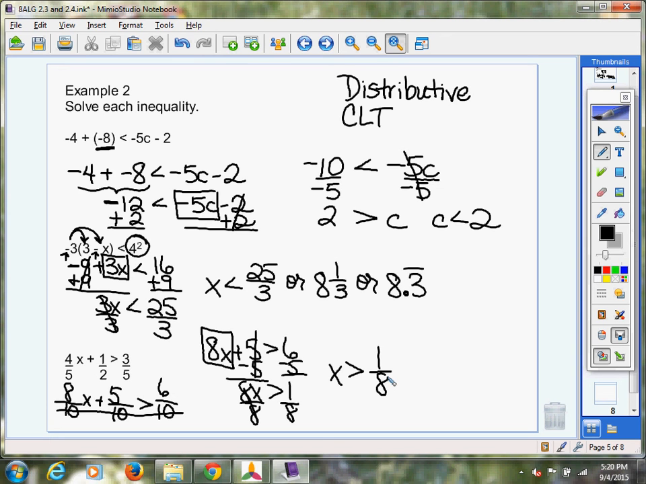Okay? So that's example 2. Just showed you a couple of ways to deal with multi-step inequalities.